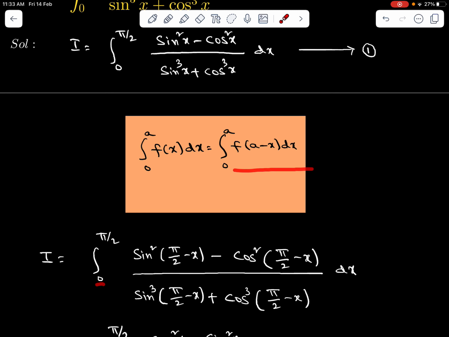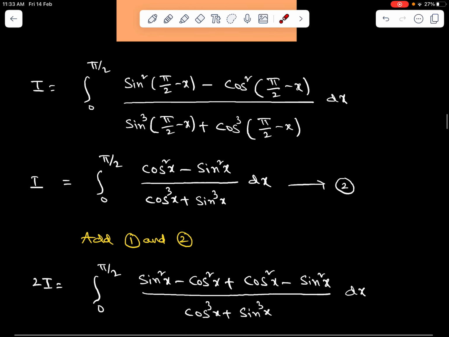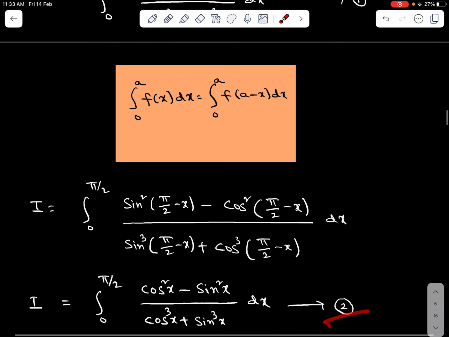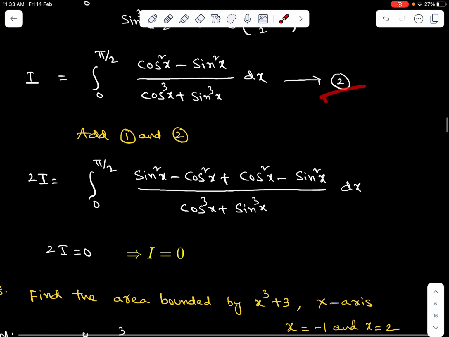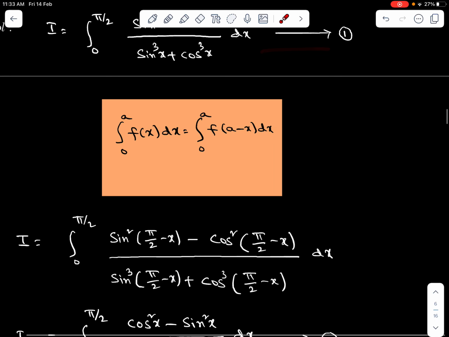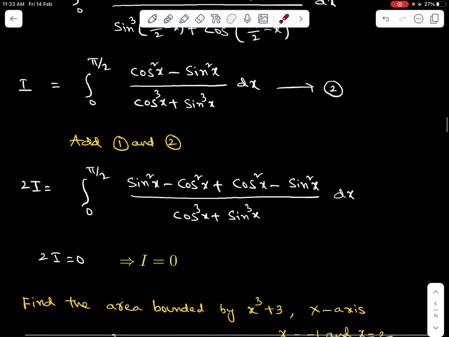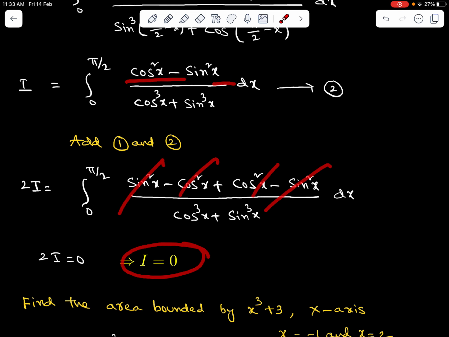That is equal to integral 0 to pi by 2 of sin square (pi by 2 minus x) minus cos square (pi by 2 minus x) by sin cube (pi by 2 minus x) plus cos cube (pi by 2 minus x). Therefore, this becomes cos square x, this is sin square x, cos cube x plus sin cube x. Adding equation 1 and equation 2, the denominator is the same: sin square minus cos square plus cos square minus sin square. Here sin square cancelled, cos square cancelled, therefore the answer is 0.